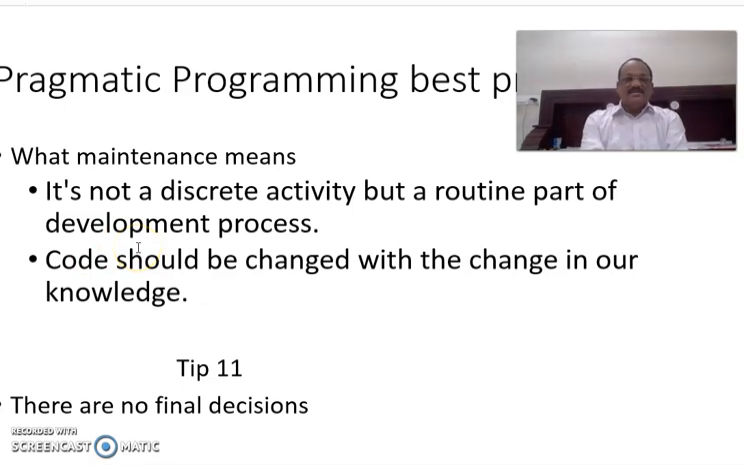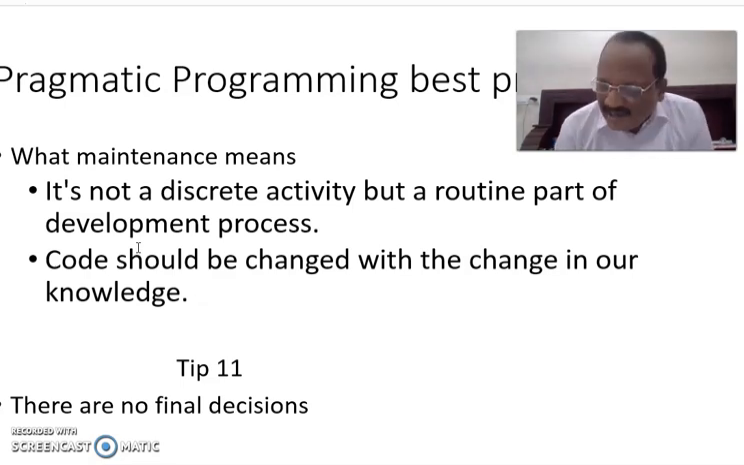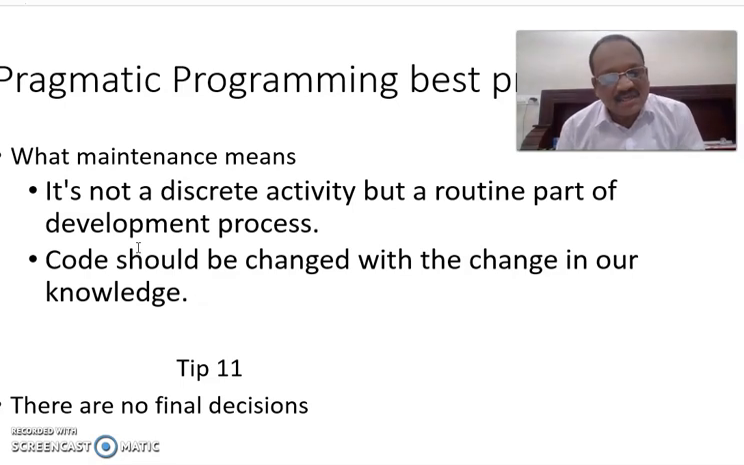What does maintenance mean? It's not a discrete activity but a routine part of the development process. You have to release and then maintain. Code should be changed with the change in your knowledge. Definitely your code also will change along with it. There are no final decisions as such. Tip 11 says decisions also have to be changed. As and when requirements are added, with the addition of features or requirement changes, your decision and even the team decision has to change. So there are no final decisions.